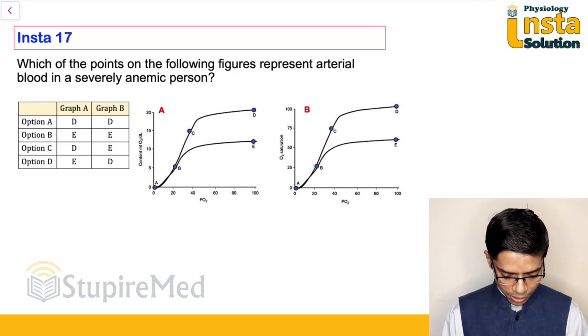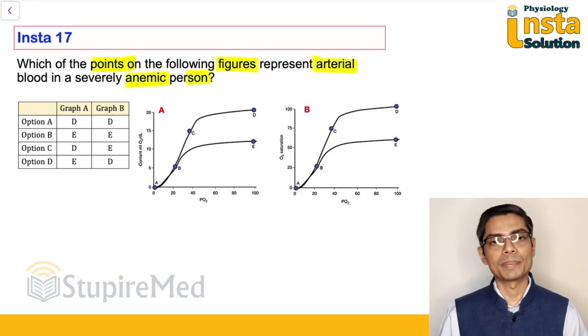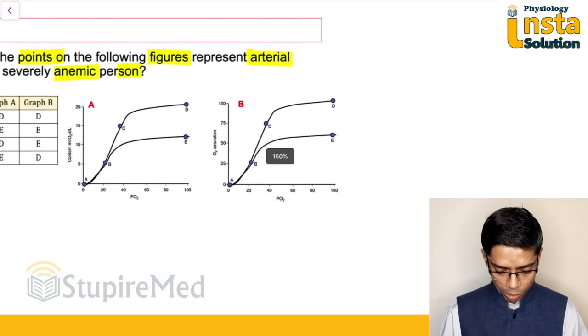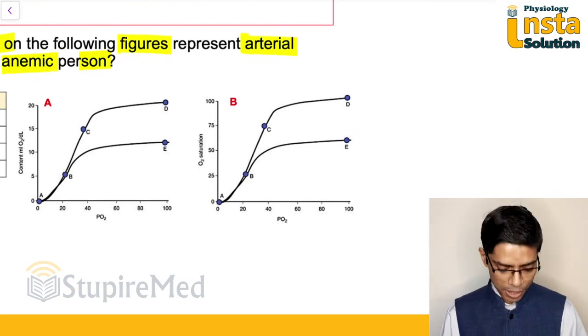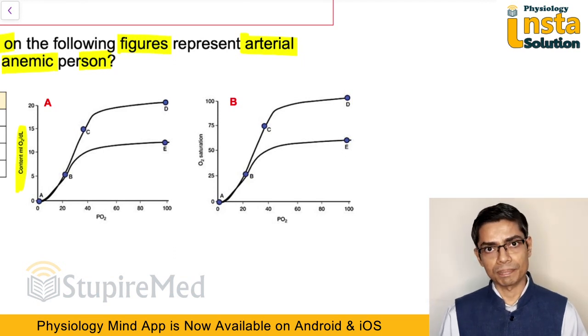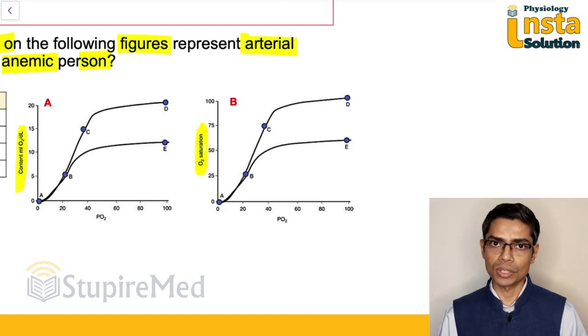So the question is, which points on the following figures represent arterial blood in a severely anemic person? Although these two curves look similar, they are not the same, because in the first curve the y-axis is the content of oxygen, and in the second curve the y-axis is oxygen saturation.